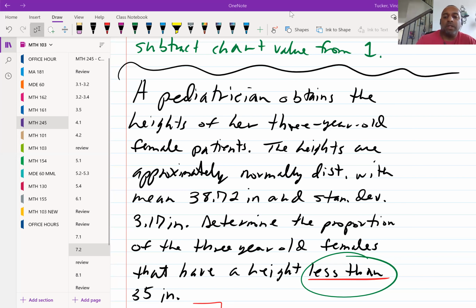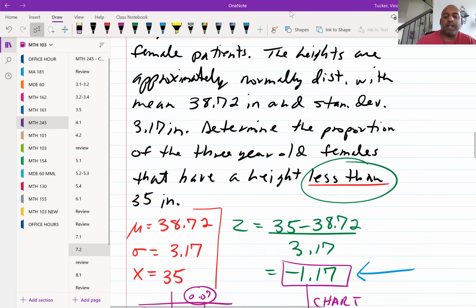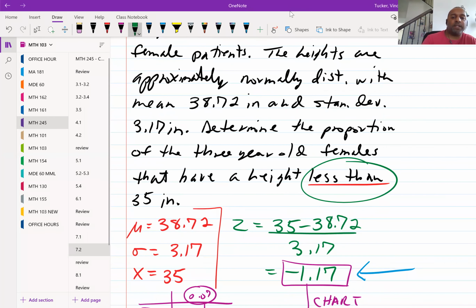All right. So with all word problems, I like to start writing out my given piece of information first. That's what I did over here in the red. Establish your mean, which is 38.72, standard deviation 3.17. And then the data value, what we're asking a question about or what we're doing our comparison to, we're talking about less than 35. So our data value will be 35.